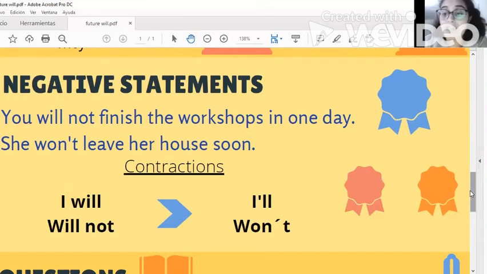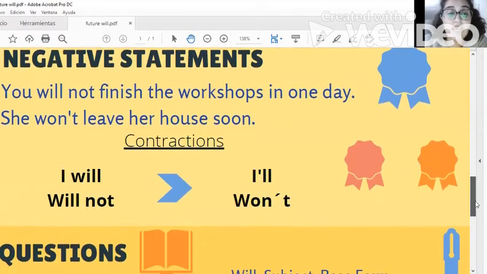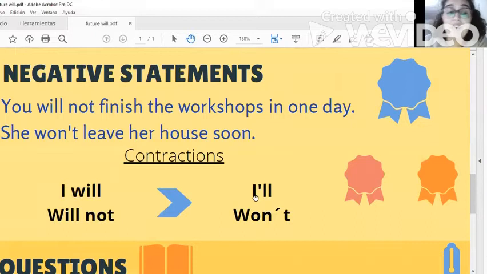The same thing happens with I will, with the pronouns up here. She will or I will, we can make it shorter and we say I'll, she'll, he'll, they'll. It's a way to make the statement a little bit shorter. Remember, that is called a contraction. I will, I'll; will not, won't. That's the negative contraction.